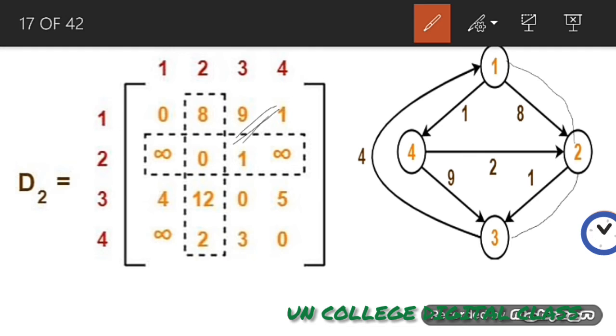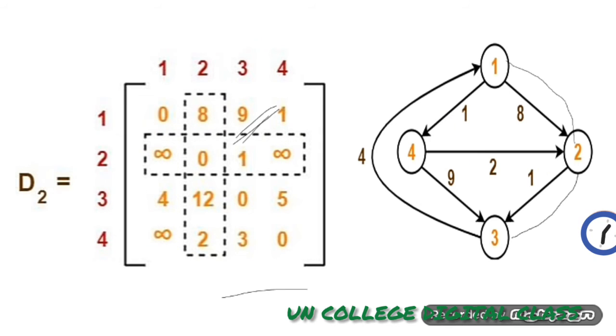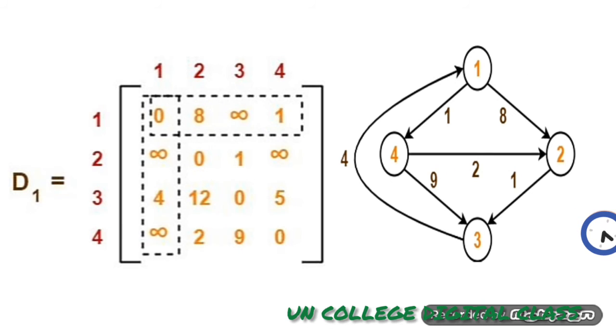Now we will just leave the second row as it is, because here we are using the second vertex as the intermediate vertex. Now we are moving towards the next row, that is 3. Here the previous values are 4 12 0 5, and here also 4 12 0 5, so I don't need to explain it. Now I am moving towards the next, in which infinity 2 9 0.